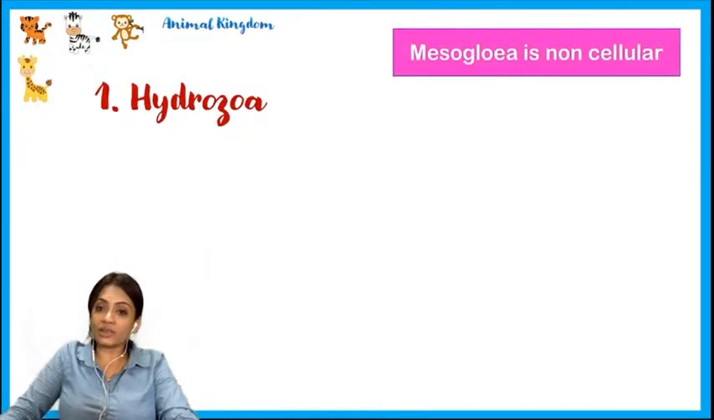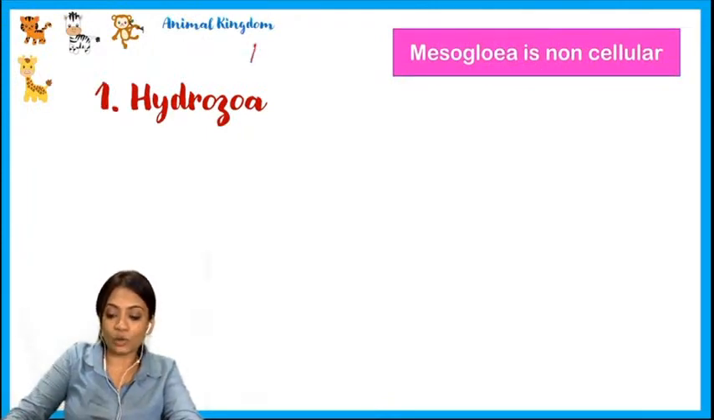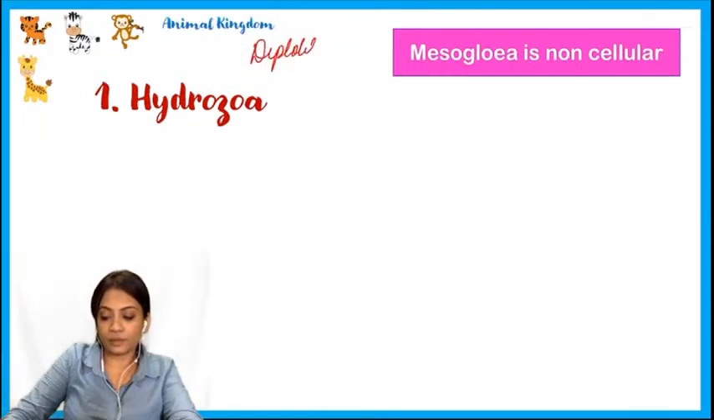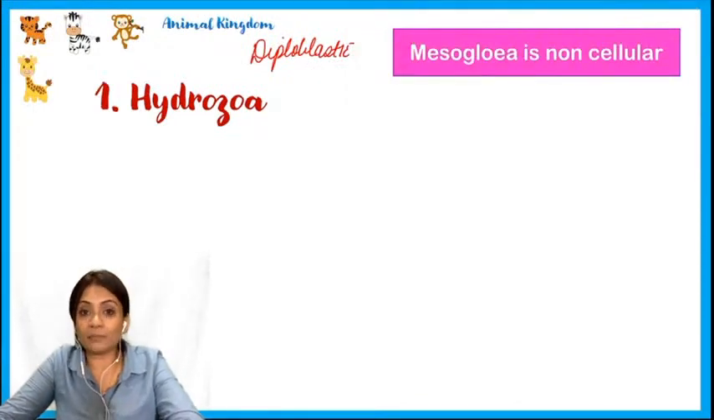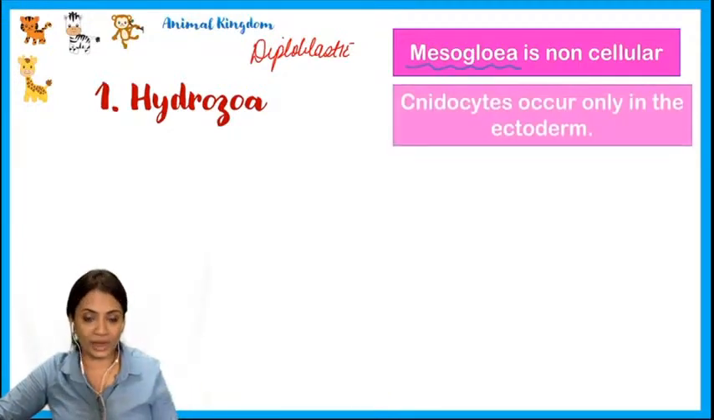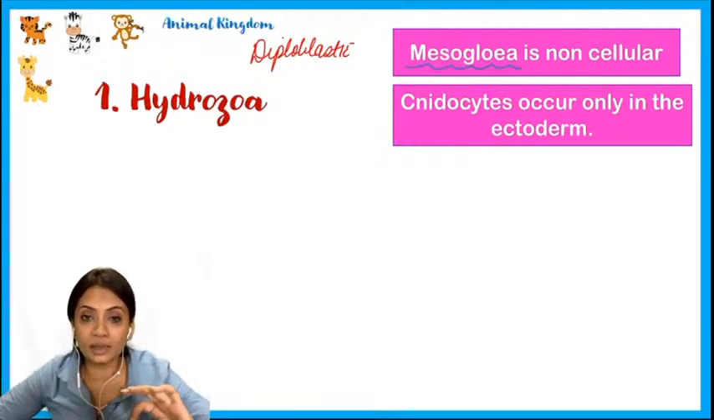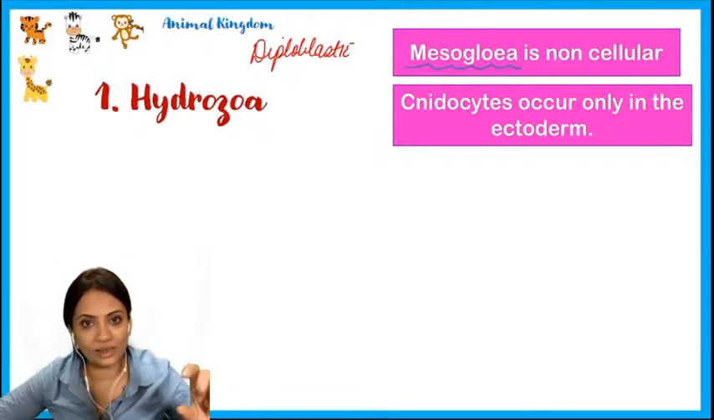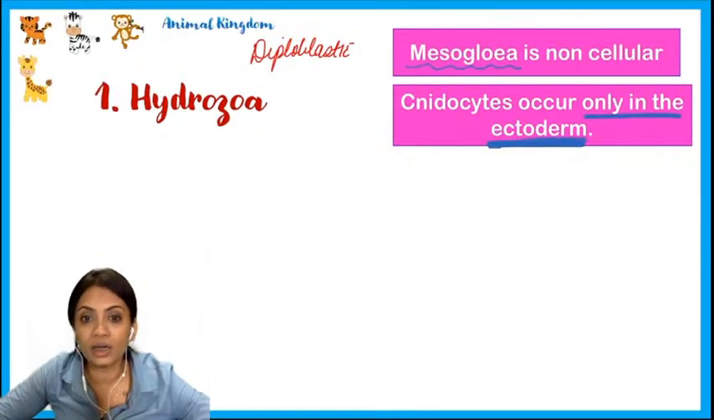We also see here the mesoglea. What is mesoglea? You know that these are diploblastic, so they have two germ layers, and between those two germ layers there is a middle mesoglea, and in this class the mesoglea is completely non-cellular. Also, look at where the cnidocytes, the stinging apparatus of Cnidaria, occur: only in the ectoderm.